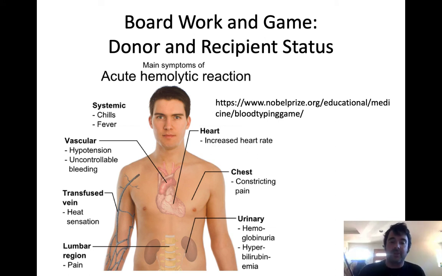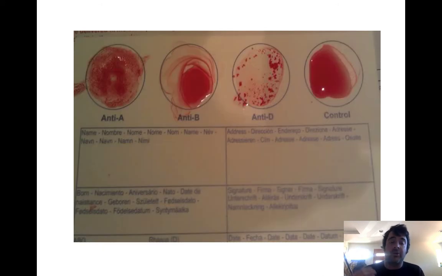If you're fevered and chilled, your heart starts going crazy, and you can eventually die. So blood groups, blood typing, blood antigens, and donor recipient status is a really important part of nursing training. So if you want to pause for a minute and figure out this particular Eldon card, you can.